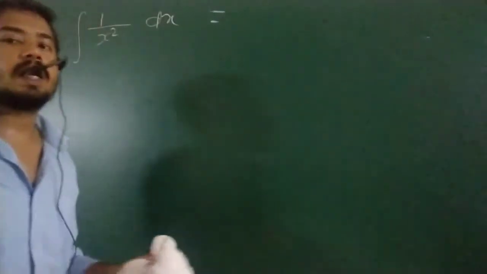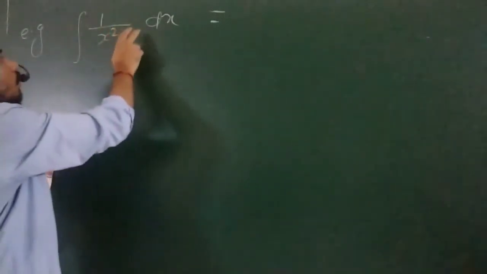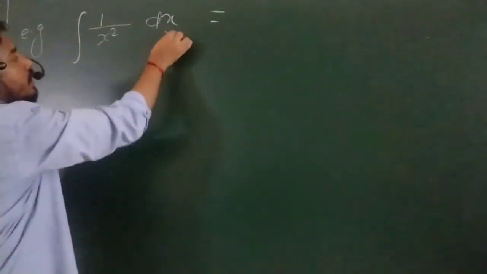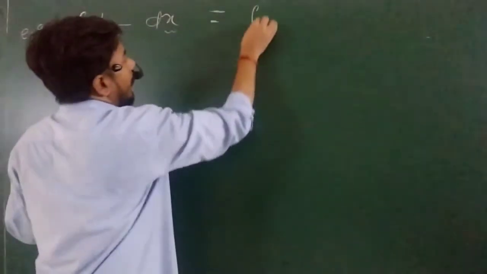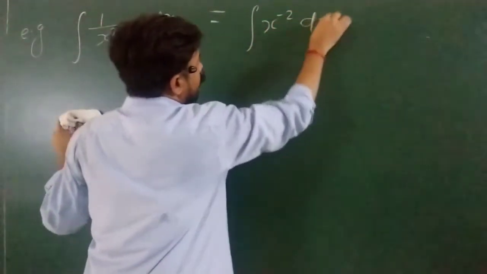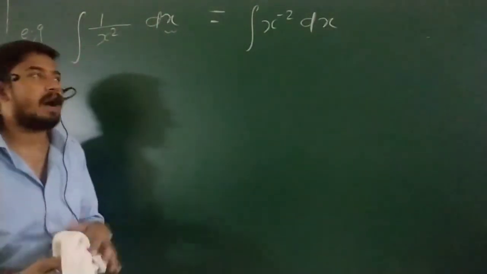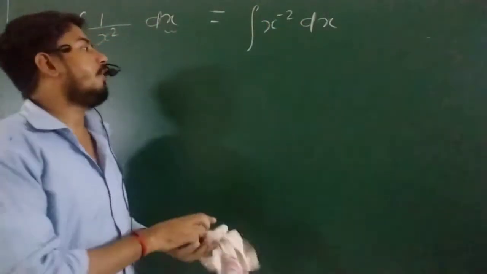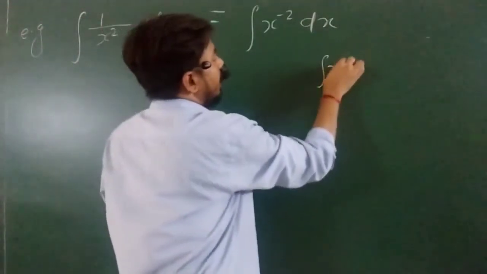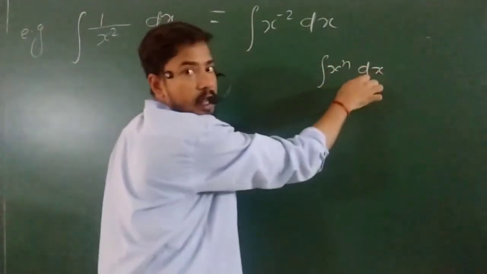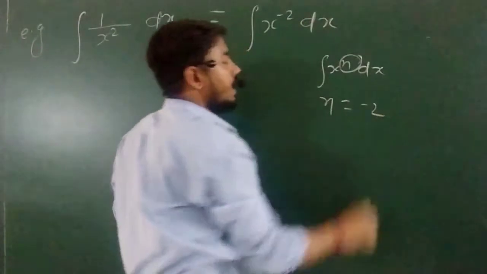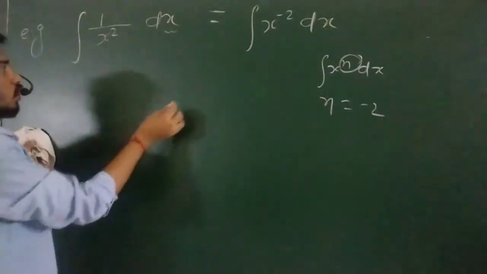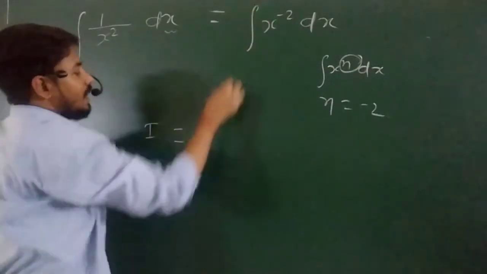See, now we have one function, 1 by x squared dx. This symbol is saying that you have to integrate, and this one is saying that this is a variable. So what we can do, we can write this function like that, x power minus 2 dx. We can write, yes or no? Now this becomes a function of x and dx, right? Compared to this one, here n and here minus 2, it means n is equal to minus 2.